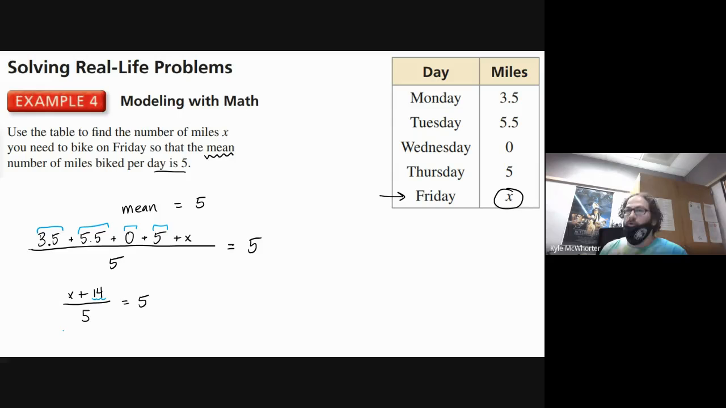Okay, now what do I do? Now, normally I said we want to get rid of addition and subtraction first, right? But this plus 14 is locked up in the numerator, right? That's kind of like being in a grouping symbol. So we can't undo that yet. We have to undo the dividing by 5 first. Because this really isn't just plus 14, it's really plus 14 divided by 5, right? It's x divided by 5 plus 14 divided by 5. So what we need to do right now is get rid of the divided by 5 on the left side by just multiplying both sides of the equation by 5.